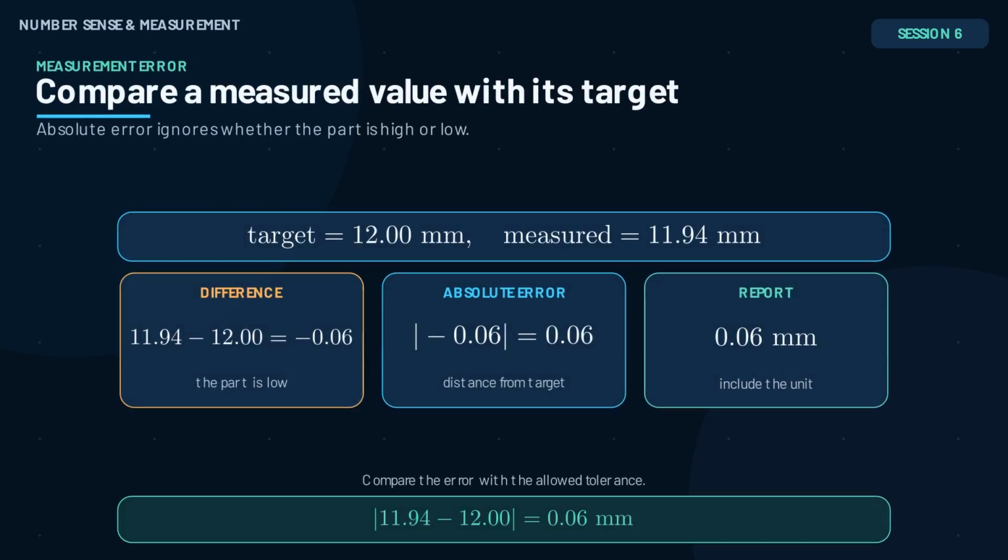A part should measure 12.00 millimeters but measures 11.94 millimeters. Measured minus target is -0.06, showing the part is low. Absolute error removes direction and reports the distance from target, 0.06 millimeters. To decide acceptance, compare that error with the stated tolerance.